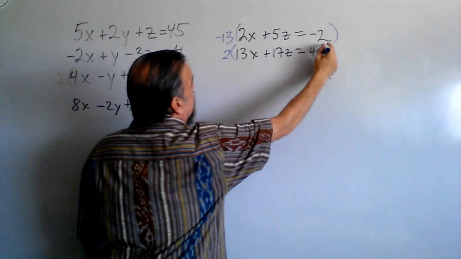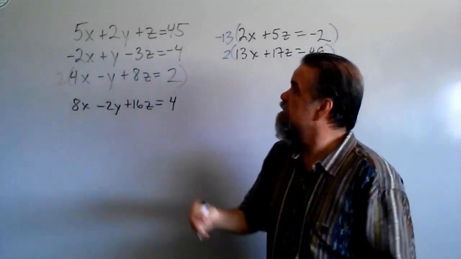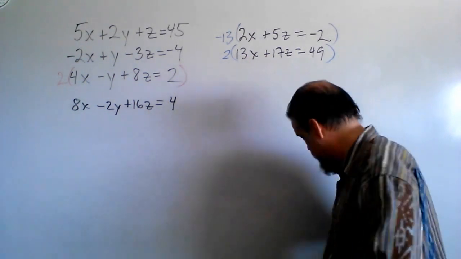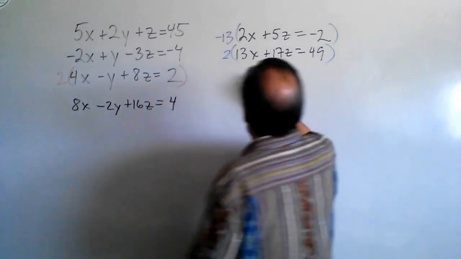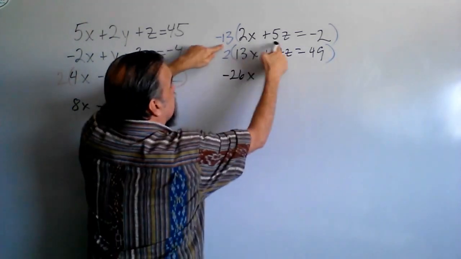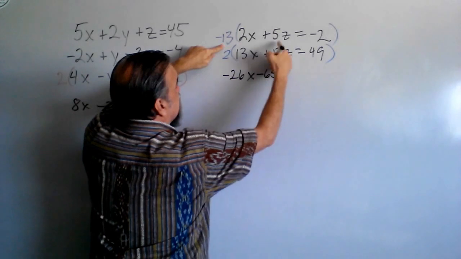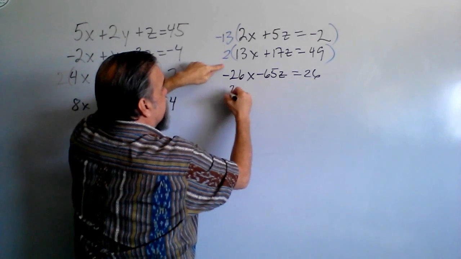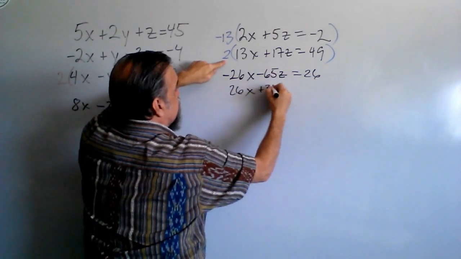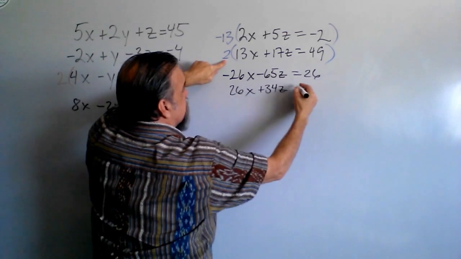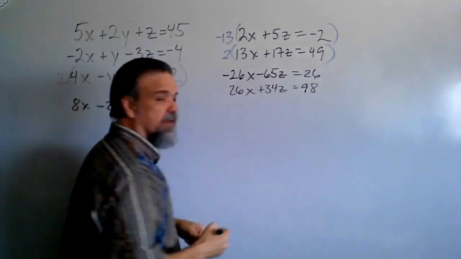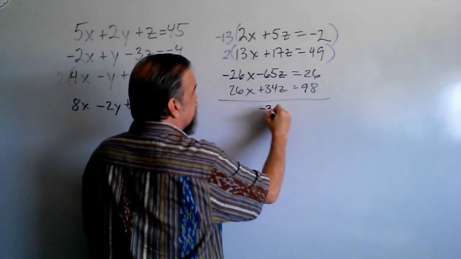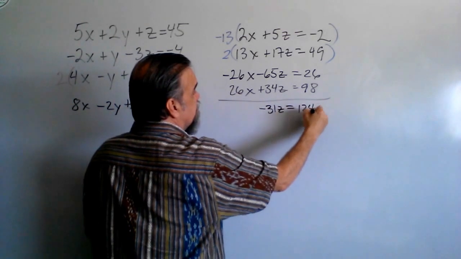I'm going to multiply the top one by negative 13 and the next one by 2. Why did I choose negative 13 and 2? Because now I'm going to have negative 26x there and 26x there, and when I add them up, they will eliminate each other. Okay, so let's do that. Negative 26x minus 65z equals negative 13 times negative 2 is positive 26. And here I have 26x plus 34z gets me 2 times 49 is 98. And now when I add these up, the x's go away, and I've got negative 31z equals 124.